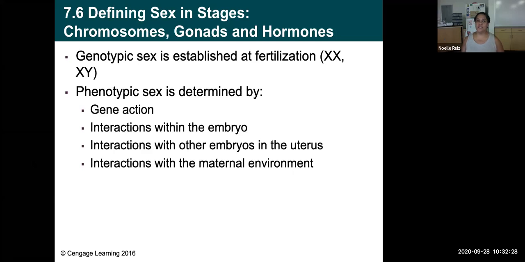Defining sex in stages: chromosomes, gonads, and hormones. Each of those contribute to sex and gender. So genotypic sex is established at fertilization. Genotypic is your genes. We use the letters XX, XY, or some variation. And there's phenotypic sex, what you see on the outside. That's determined by gene action, how they react with one another, interactions within the embryo, interactions with other embryos in the uterus, so if they're twins or triplets, and interactions with the maternal environment. Is the mother taking care of the embryo properly while it's inside her?